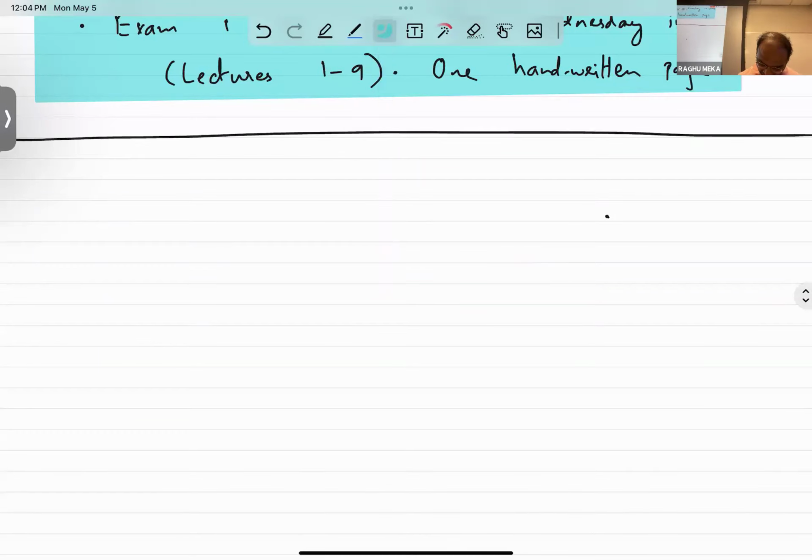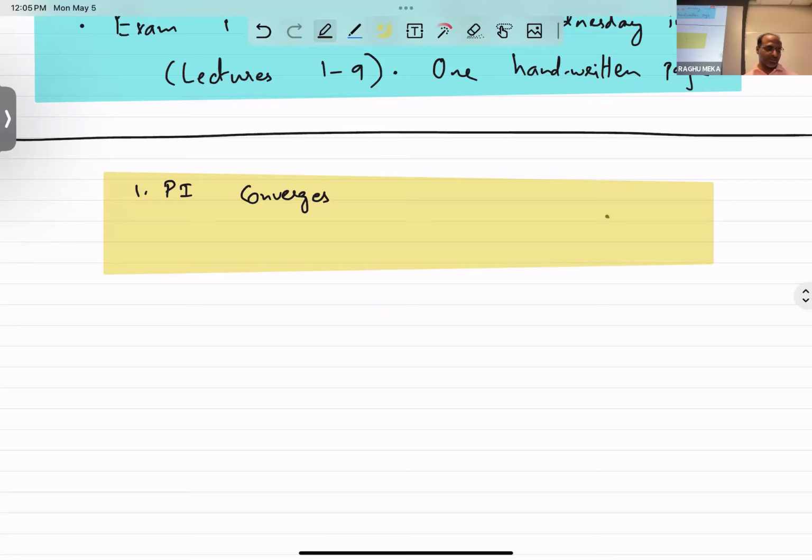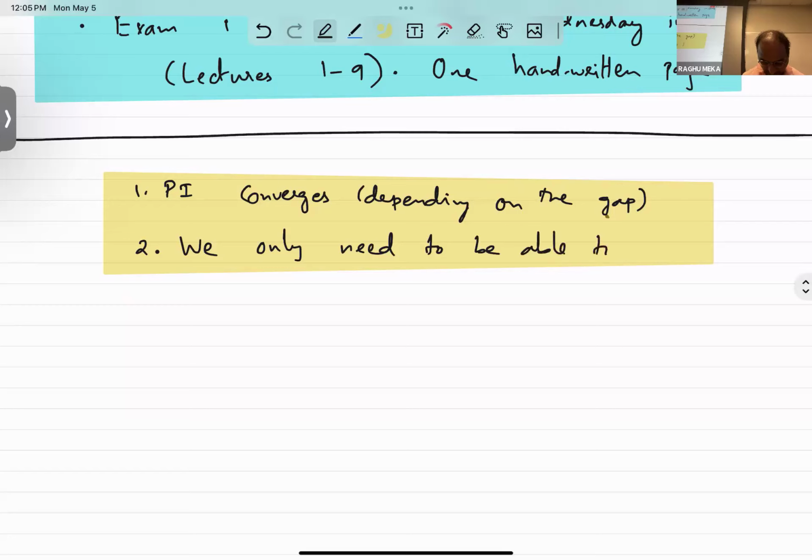So the two main properties of power iteration were: PI converges depending on the gap, right? And if the gap is epsilon, you roughly need around 1/epsilon iterations to get a vector which is very close to the first singular vector, or to the span of the first singular vector, depending on the gap. And the second one, which is a very important computational property, is that we only need to be able to do matrix vector products. Okay, so we only need to be able to do matrix vector products to actually run through the power iteration.